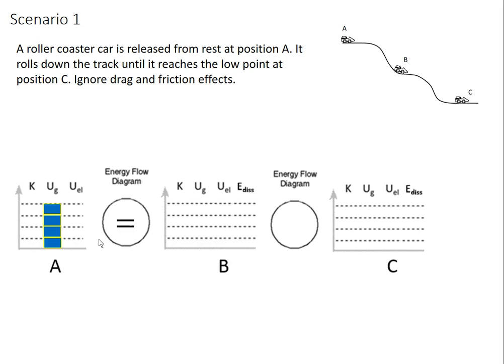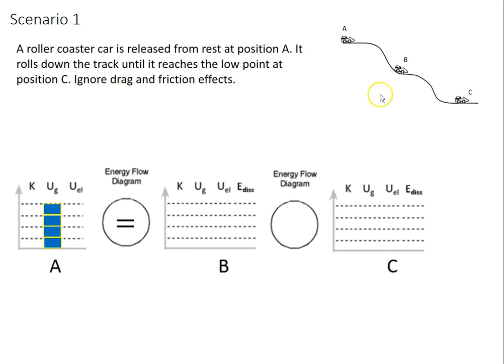Now, what is the meaning of this equal sign as the system transitions from A to B? Well, what that's saying is that we don't see any evidence of work being done on the system or by the system, and so that tells us that the total mechanical energy in the system must be constant. That is the purpose of the equal sign in this energy flow diagram.